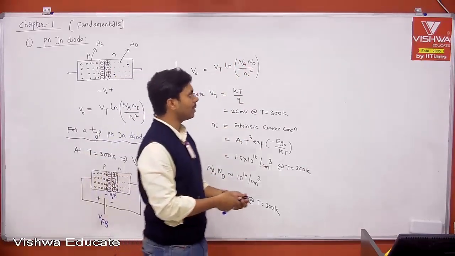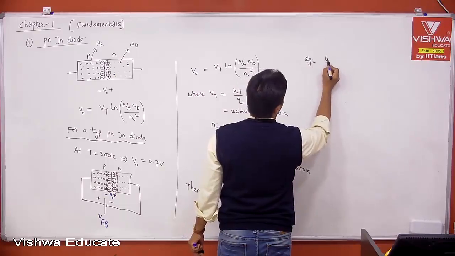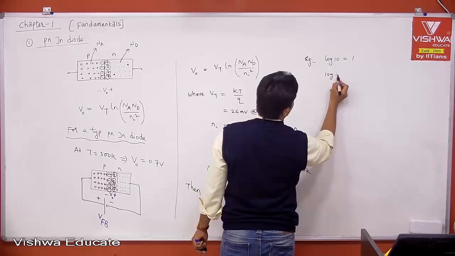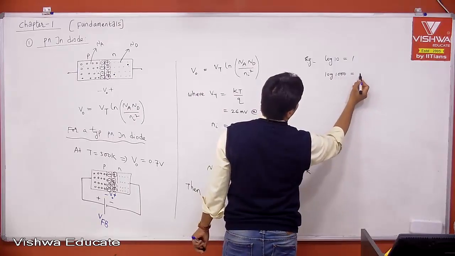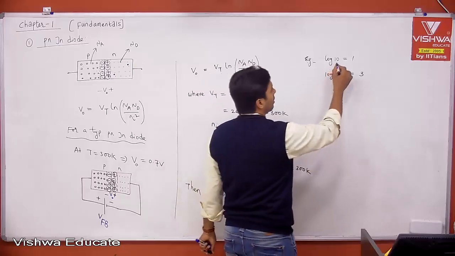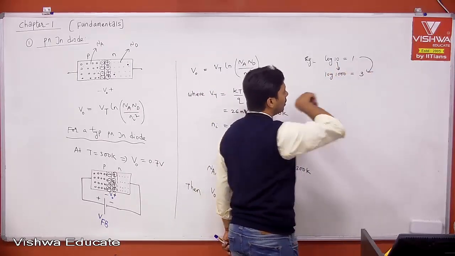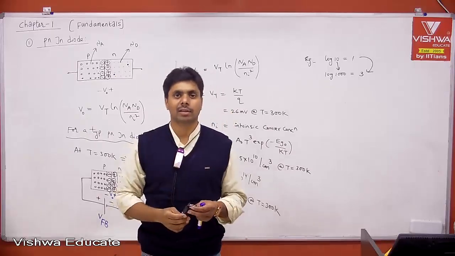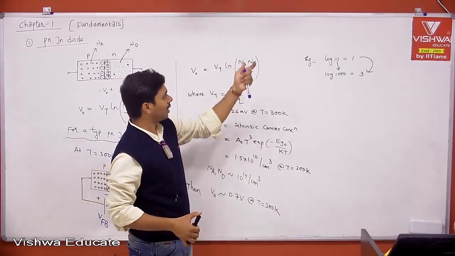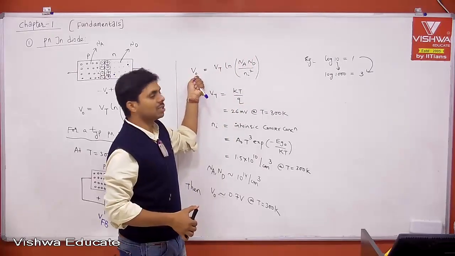Maybe I can give a small example. What is log 10? 1. But what is log 1000? Log 1000 is nothing but 3. Therefore, even though 10 is becoming 1000, which is a very significant change, the absolute value of the log is not that significant. Even though your doping concentration is varying significantly, the log of a very large value gives a very small change in V naught.